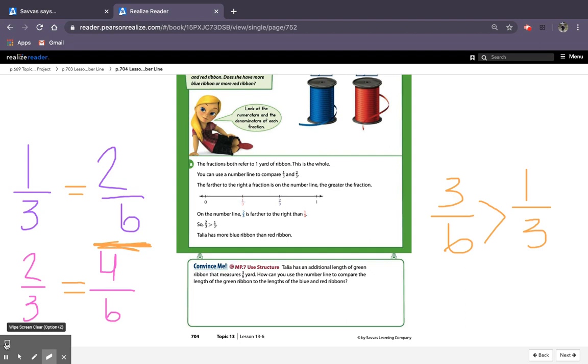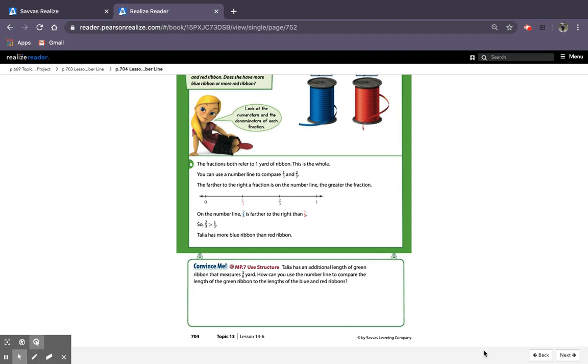I hope that made sense. Okay, I'm going to erase and go to our final page.